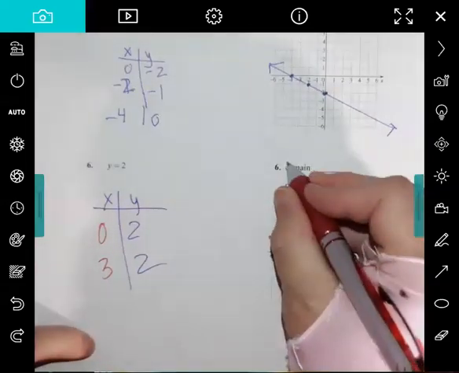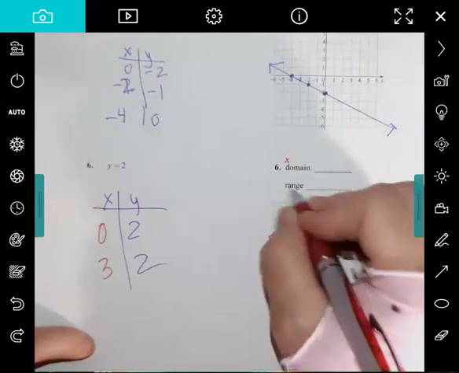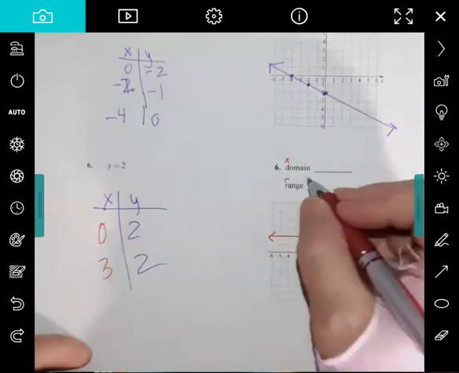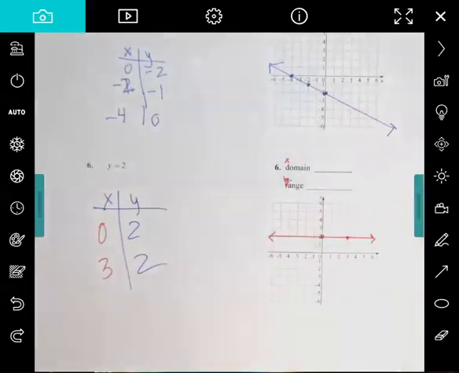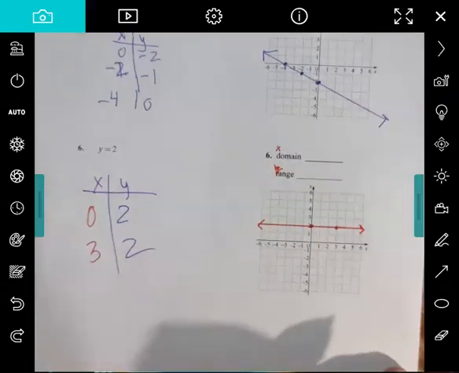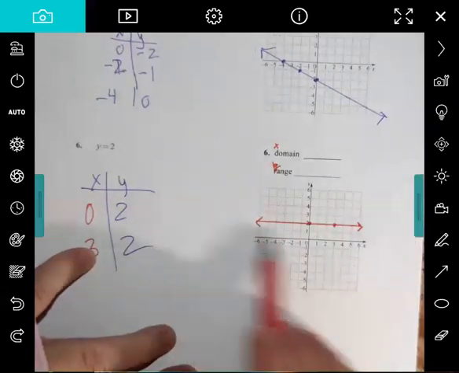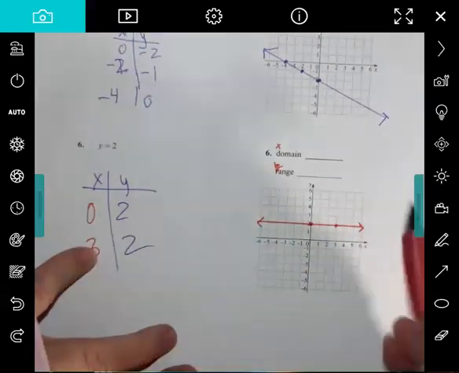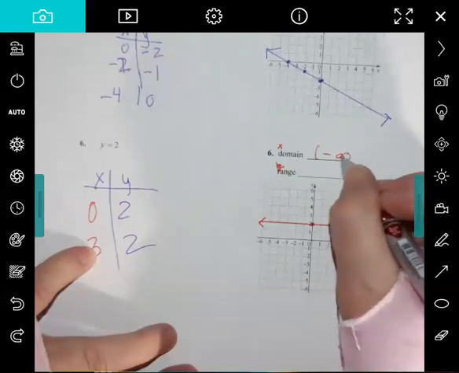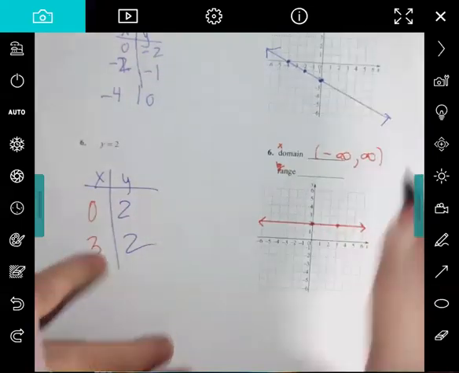The domain is another way for saying what x values are represented on the graph, and the range is what y values are represented on the graph. Okay, so on this graph, the x values go off to the right forever and left, and this is my x-axis, so I look this direction, negative infinity to infinity. Now the range.